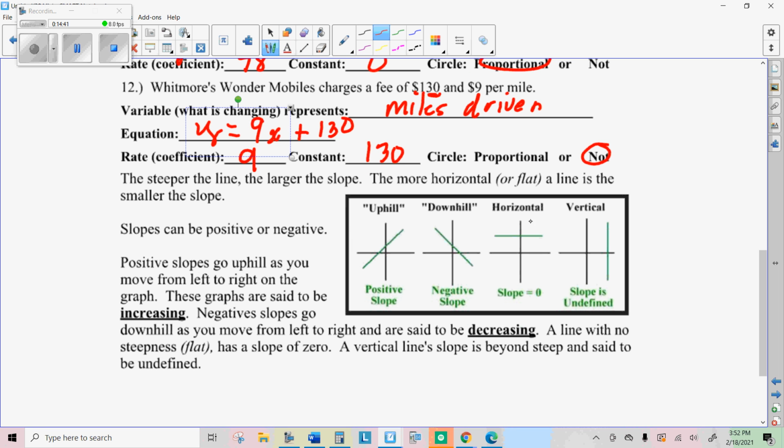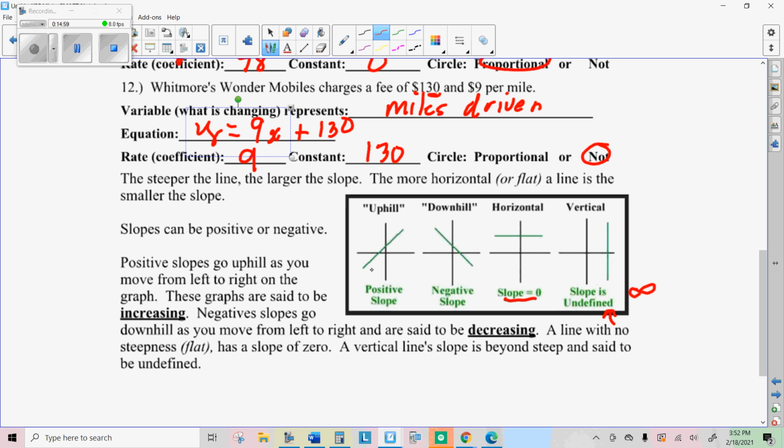If you get perfectly flat, the slope is 0. If you get perfectly straight up and down, the slope is undefined. It's like the number is as high as it can go, which you could think of as a slope of infinity, but infinity is not really a number.